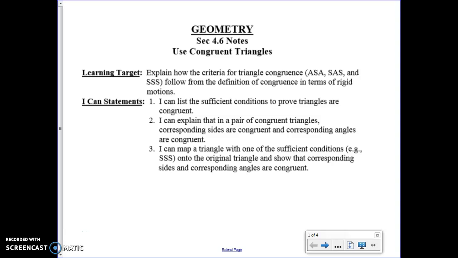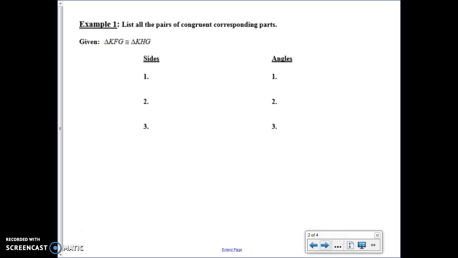Alright guys, we're talking more about congruent triangles, and we're going to add one more piece to the proofs that we've been doing. So the first thing I want you to do is try on your own to fill this out. If we know that triangle KFG is congruent to triangle KHG, then we know that all of the parts of that triangle have to be congruent to each other, meaning that all of the sides that match up are congruent, all of the angles that match up are congruent.